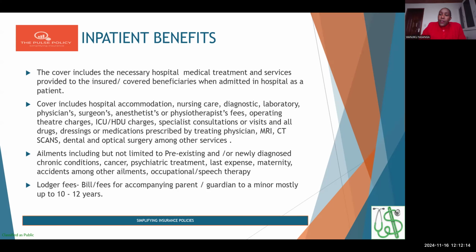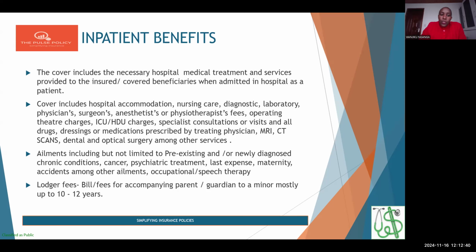Of course, it is going to cover your illness or ailments, including but not limited to the pre-existing or newly diagnosed chronic conditions, cancer, psychiatric treatment, last expense, maternity, accidents, among other ailments, including occupational or speech therapy. So these are just examples, but in most cases, most of the ailments are going to be covered within the inpatient cover unless excluded in the policy.